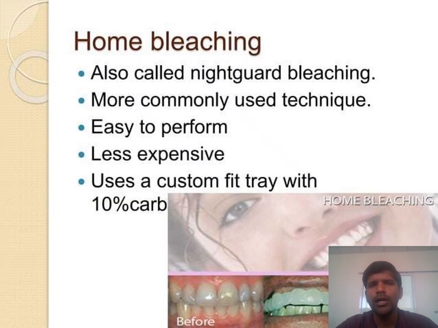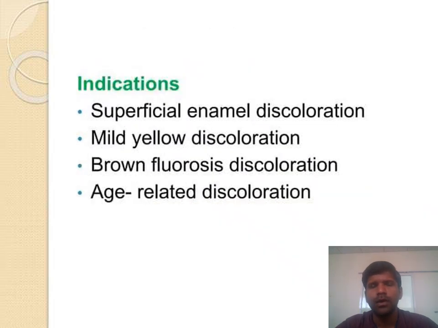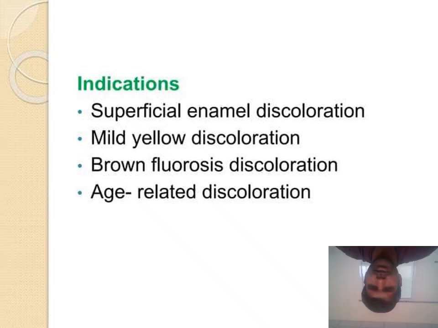Coming to the home bleaching, it is also called night guard bleaching. It is the more commonly used technique. It is very easy to perform and less expensive. It uses a custom fit tray with 10% carbamide peroxide. The indications are superficial enamel discoloration, mild yellow discoloration, brown fluorosis discoloration, and age-related discoloration.